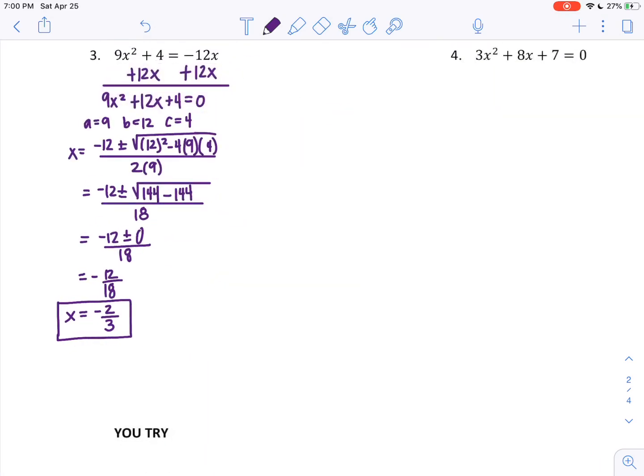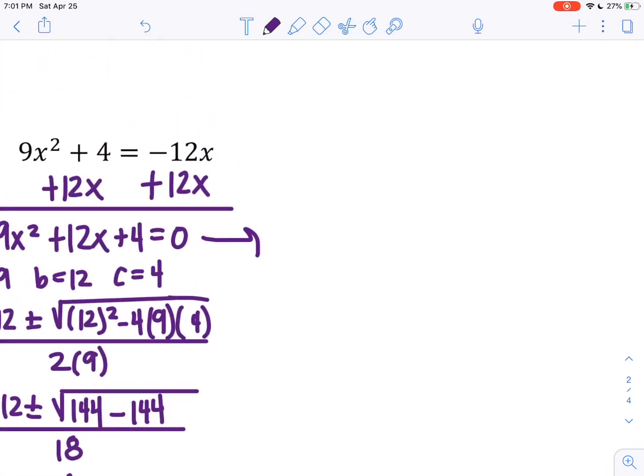What that means is if I factored this out right here, I'd end up getting the same two things in the parentheses. So this would actually end up being 3x plus 2 times 3x plus 2. So essentially you do have two answers technically. It's just the same exact number. So it ends up just being negative 2/3. Okay, that's why that works that way.